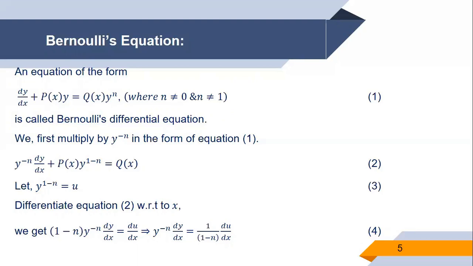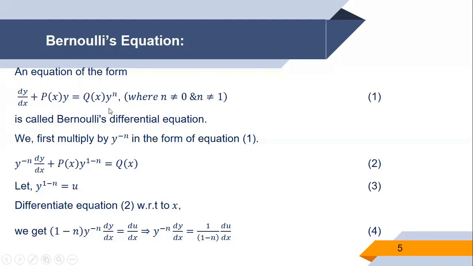So first of all, we discuss what is the definition of Bernoulli. What is the form of Bernoulli equation? If the equation is of the form dy by dx plus p of x into y is equal to q of x into y raised to n, where n is not equal to 0 and n is not equal to 1, then this equation is said to be a Bernoulli equation.